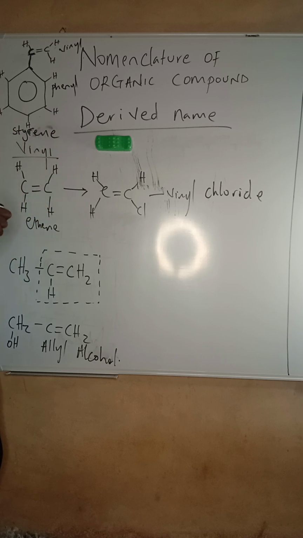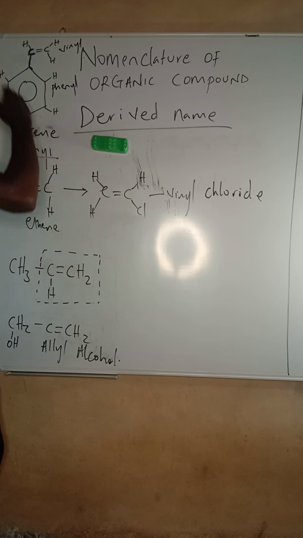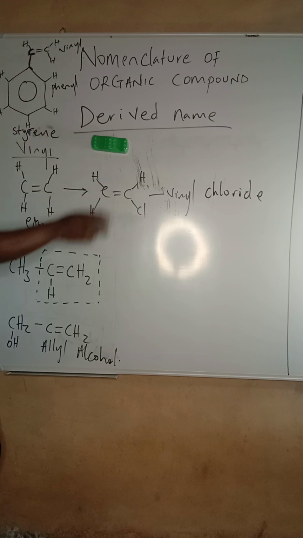In the IUPAC system, we can call it phenyl ethene, because we treat the phenyl as a substituent and the double bond as the parent compound. So the derived name for phenyl ethene is styrene. That's how it works.